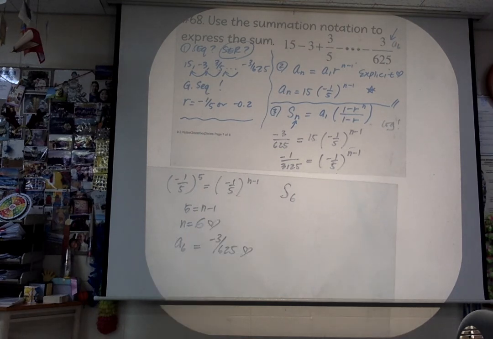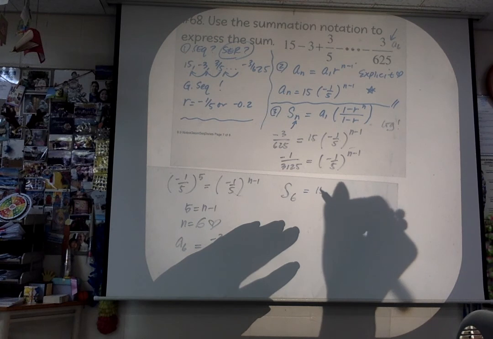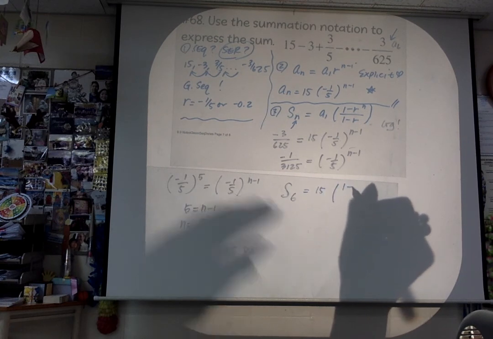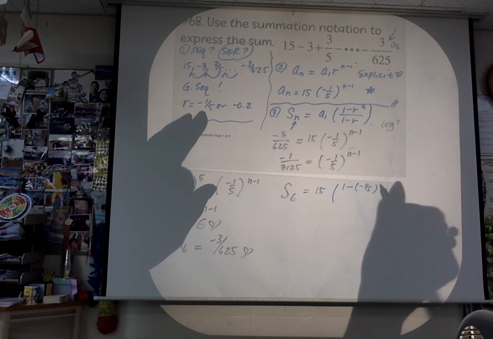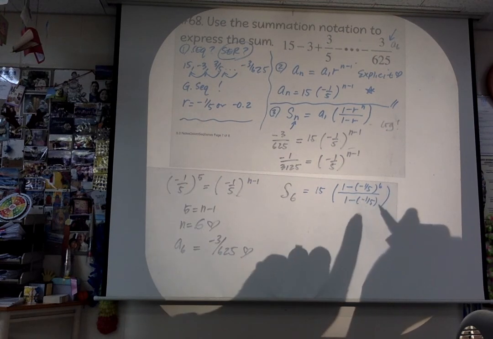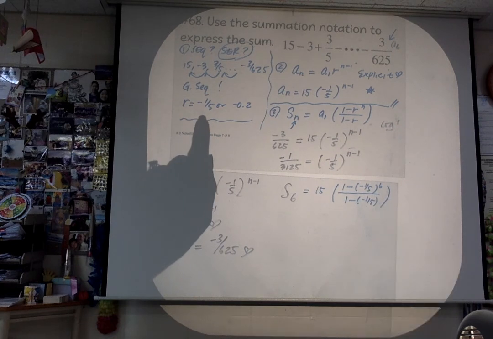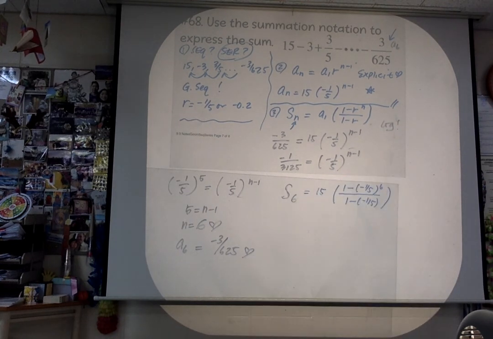The sum of 6 terms is equal to a sub 1, which is 15, times 1 minus our common ratio, negative 1/5, to the n, which is 6 number of terms, over 1 minus negative 1/5. Notice, if your common ratio is a negative value, you have to indicate that as a negative common ratio. Don't try to change the signs, okay? That's bad calculation, or bad math.